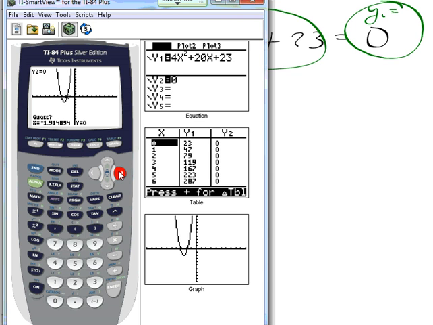Now I'm guessing about there, looks like about -2, and the official answer is -1.79. So that's one of your answers for problem 6.